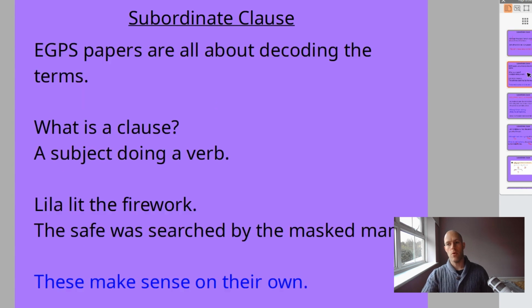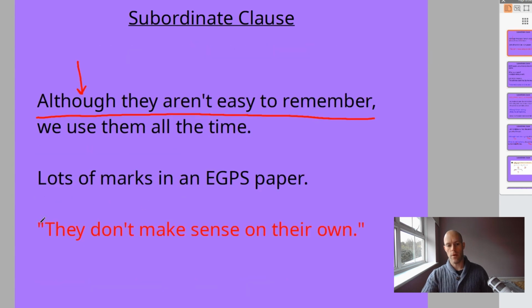But I do think it's important that we don't just always rely on the kind of annoying sentences, but understand the words themselves, the terms: subordinate meaning less important, clause meaning subject doing a verb. If we can start to understand these words, these key terms in grammar, we can use them all the way through. We can use them when we're talking about a relative clause. We can use them when we're talking about a subordinating conjunction. It is really complicated for year 6.